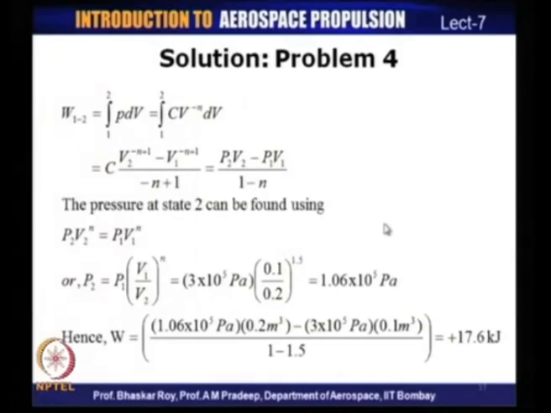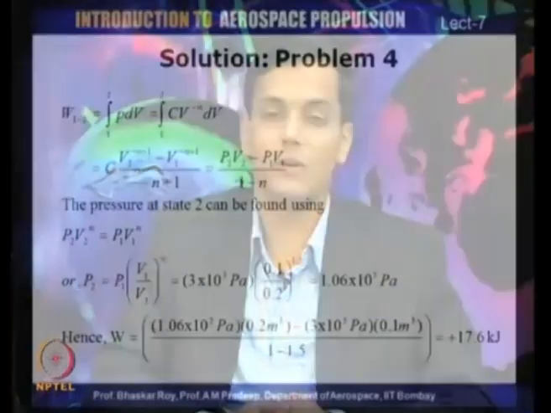So, to solve this particular problem, we will need to find the expression for work done during PV raised to n equal to constant process. I would suggest that instead of memorizing the expressions for work done in terms of pressures and 1 minus n and so on, it is always advisable that you derive the expression from first principles. It is just a 2-step process. If you know how to integrate PdV for different processes, such as PV raised to n equal to constant and so on, you would not have to memorize any of these expressions for work done.